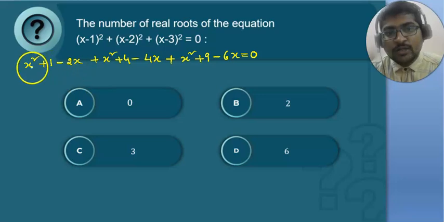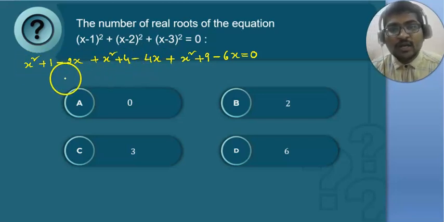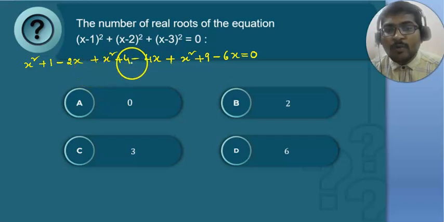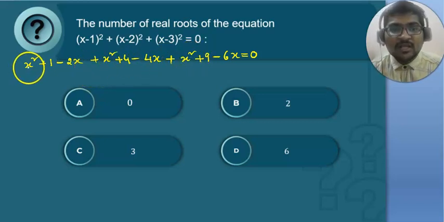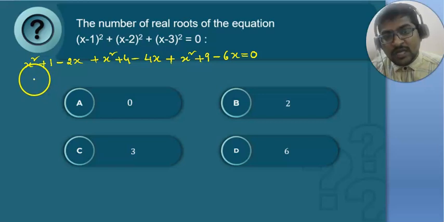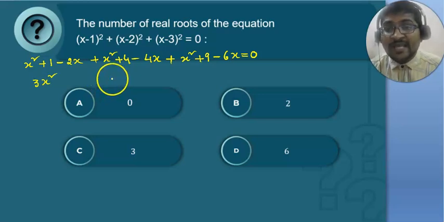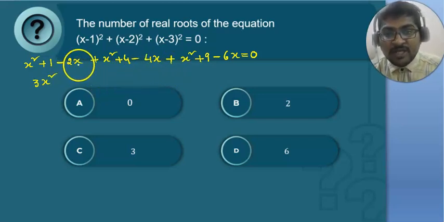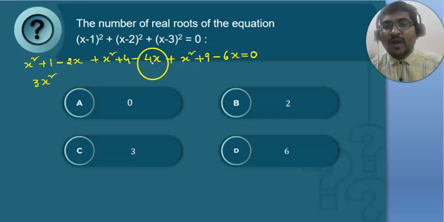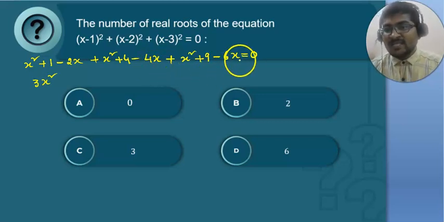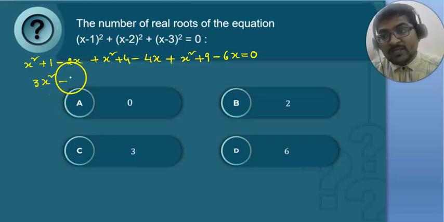So from this expression, how many x square terms are there? 3x square terms are there. So 3x square. And also how many x terms are there? Minus 2x minus 4x minus 6x. Totally here minus 12x.